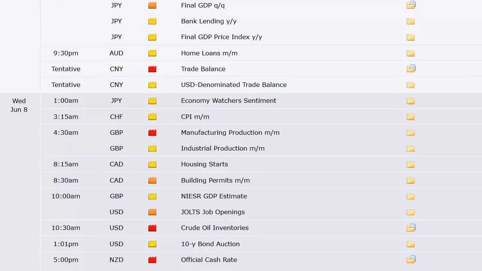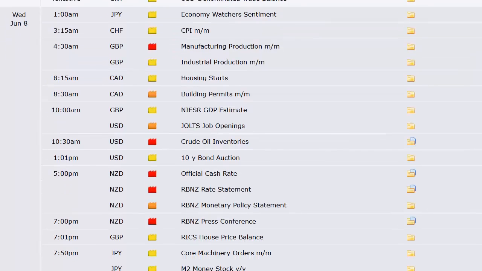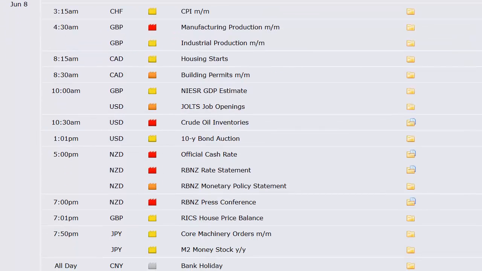Trade balance out of China. Japan economy watchers sentiment. CPI out of Switzerland. Manufacturing production and industrial production out of the UK. Housing starts and building permits out of Canada. This is all Wednesday morning early. JOLTS job openings here in the U.S.